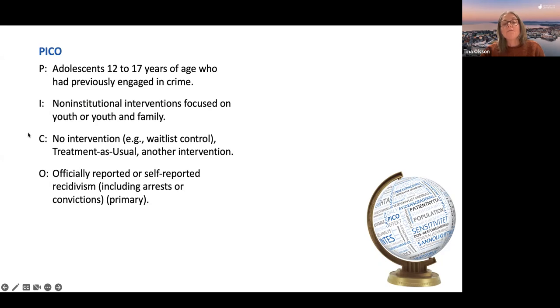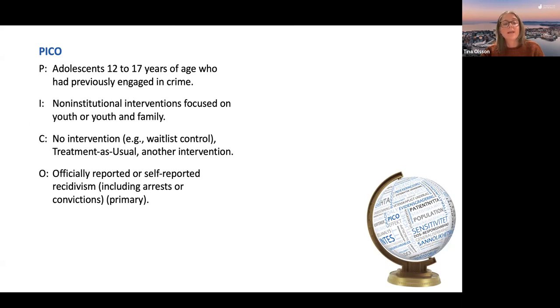Another thing we looked at that was a little bit different was we looked only at interventions that were provided to youth and or their families while the youth remained in the community. So we were not interested in interventions that were provided while youth were incarcerated or institutionalized or detained in any way. We included studies that had a no intervention control.